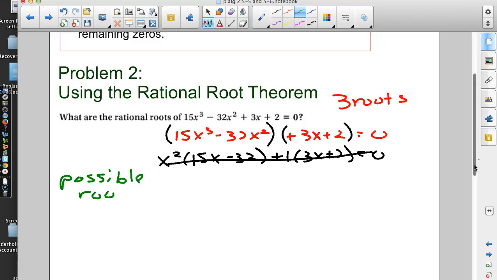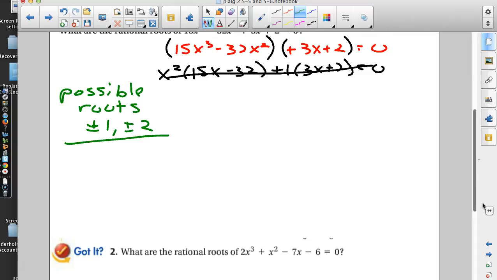So possible roots. Well, that comes from the little fraction I had you write on the last page, which is all the factors of the constant over all the factors of the leading coefficient. I make sure this is in standard form, and I get down to 2. Oh, good news. There's only a couple of numbers that divide into 2 nicely: 1 and 2. Plus or minus 1, plus or minus 2. Then it has to go over all the factors of the leading coefficient, the number in front in standard form, and that's 15. So 1, 3, 5, and 15.